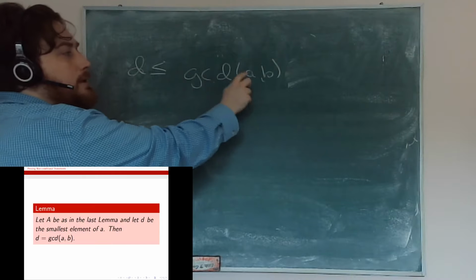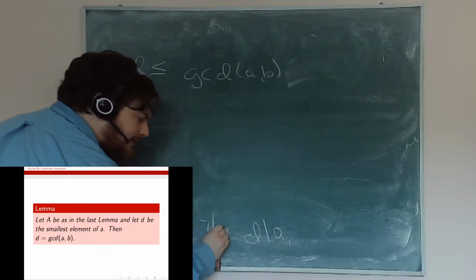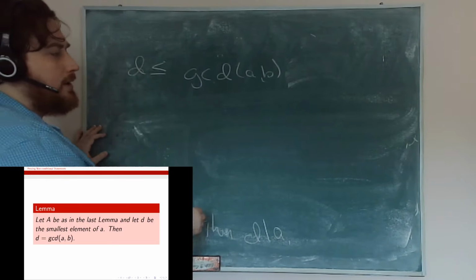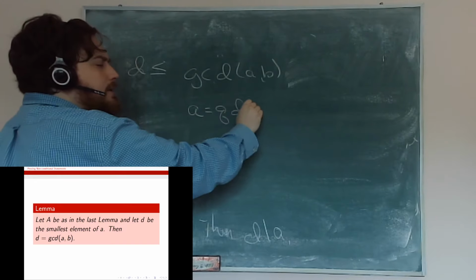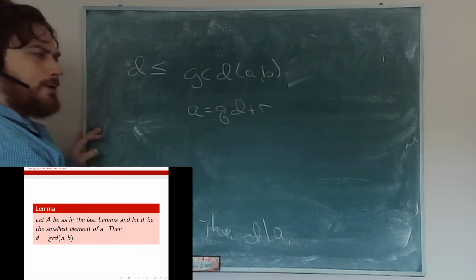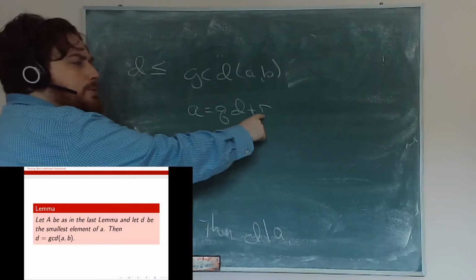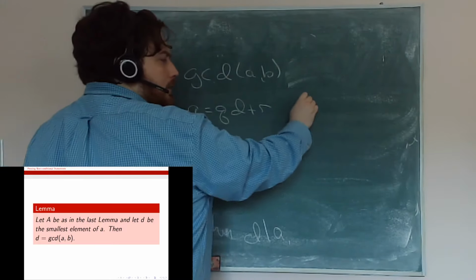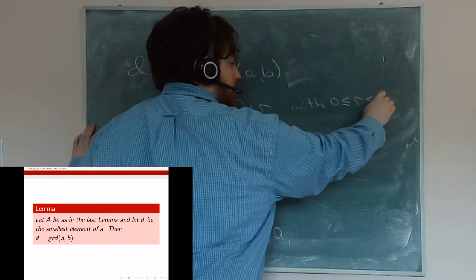So I want to show D divides A. So how am I going to do that? Note that I can always take a number divided by another number using the division algorithm. I'll get A is some integer times D plus some integer R with 0 less than or equal to R less than D.